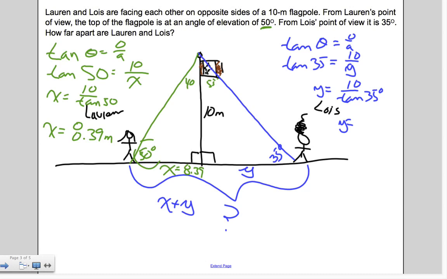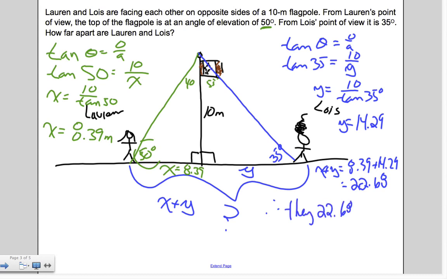So plug that into your calculators. Yes, 35 on the other side. It's 14.3. Got it to 2 decimal places? 14.29. Yeah, okay, more precise. So therefore, we have x plus y equal to 8.39 plus 14.29, which is 22.68. So therefore they are 22.68 meters apart.